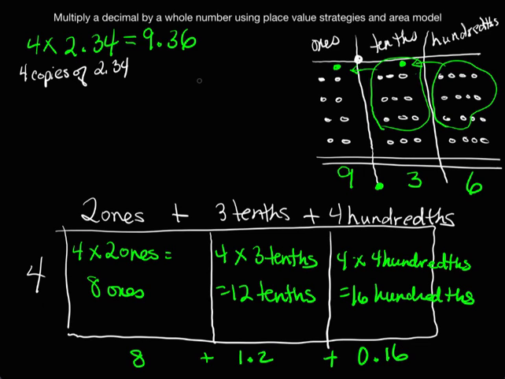Now I actually like to line up my numbers when I add them together. We have 8 ones. Actually, I'm going to put in a couple zeros there. 1 and 2/10. I'll add in another 0, make it 1 and 20/100. And 12/100. 0 plus 0 plus 6 is 6. 0 plus 2 plus 1 is 3. Bring down the decimal. 8 plus 1 is 9. And we get 9 and 36/100. So what we were able to do is take a multiplication problem with a decimal and represent it with place value strategies and an area model.